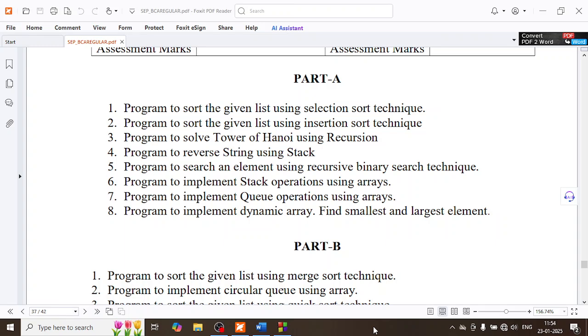Let us solve exercise number 3 in part A of our data structure lab. In this exercise, we are supposed to write a program to solve the Tower of Hanoi using recursion. So this is what we are supposed to do. Before we solve the problem, let's first understand what the Tower of Hanoi is, and then we will try to derive the solution for that problem.